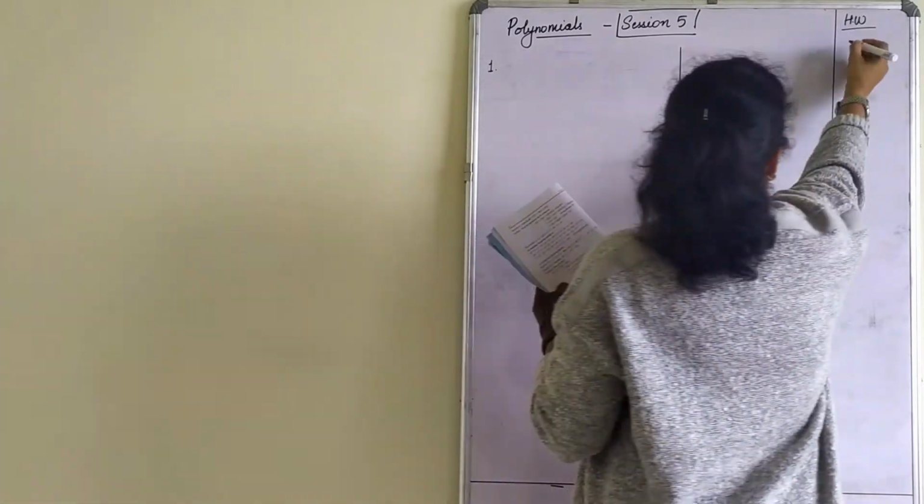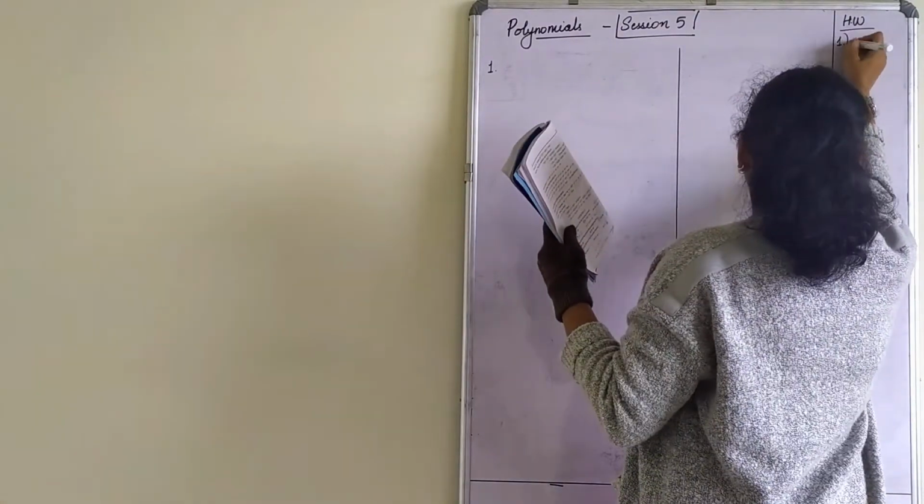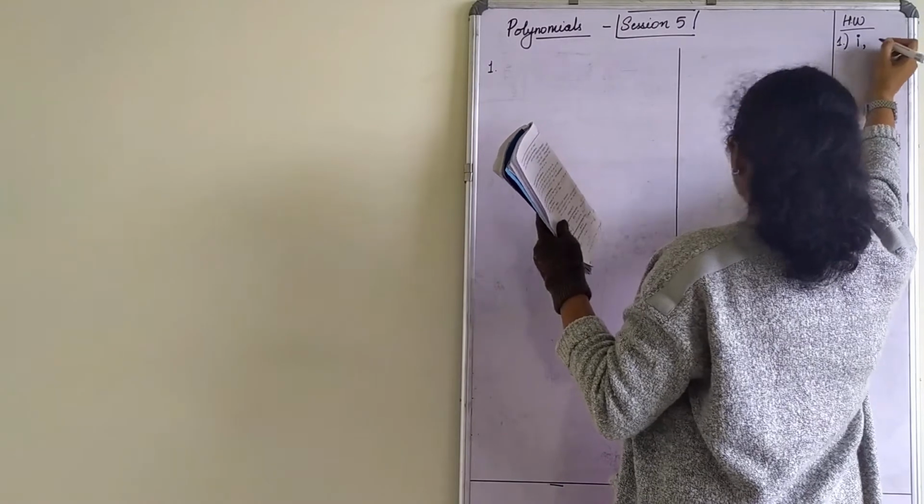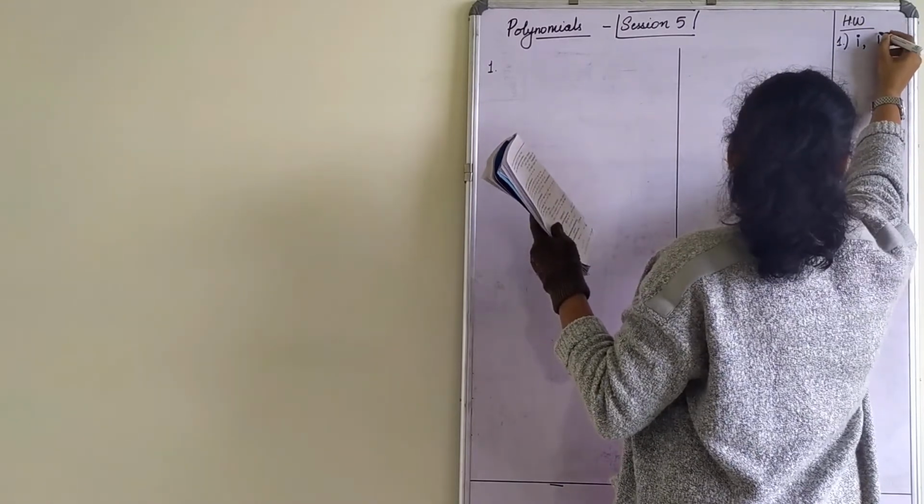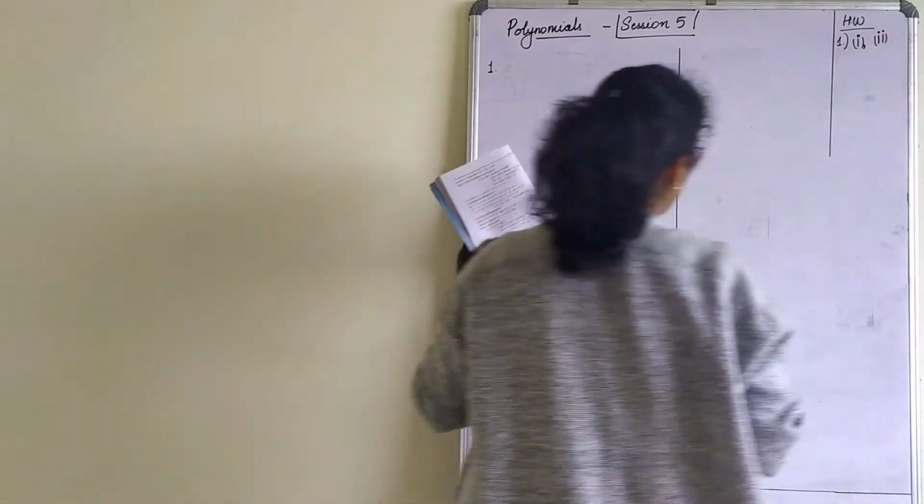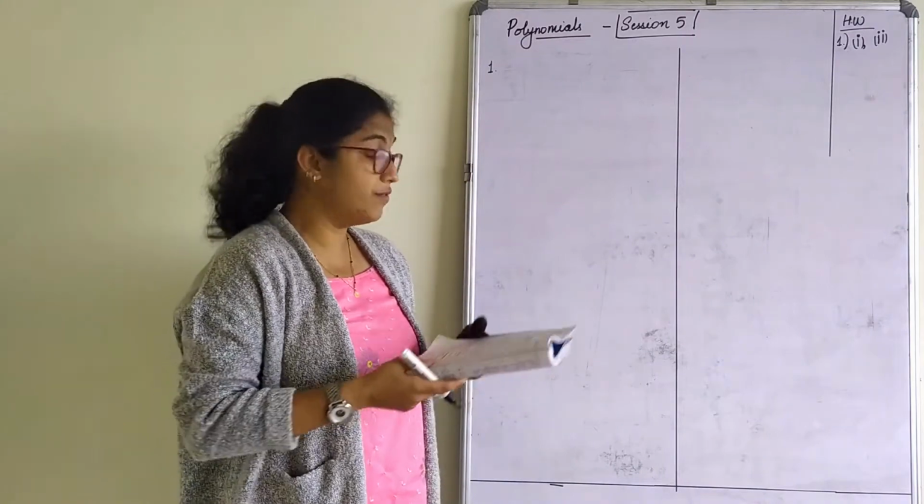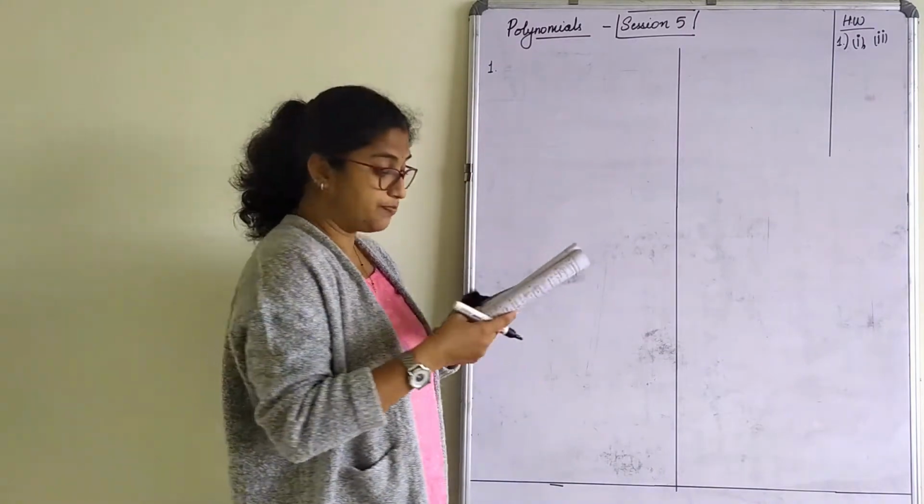From the first main question, I will be marking the first one and second one for homework. So this is from the first main question. The first sub question and second sub question are for homework. The remaining we will do here.